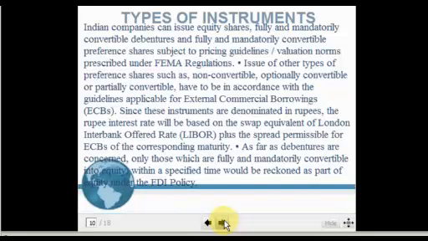Since these instruments are denominated in rupees, the rupee interest rate will be based on the swap equivalent of London Interbank Offer Rate, LIBOR, plus the spread permissible for ECBs of the corresponding maturity. That has to be considered. As far as debentures are concerned, only those which are fully and mandatorily convertible into equity within a specified time will be reckoned as part of equity in the FDI policy.